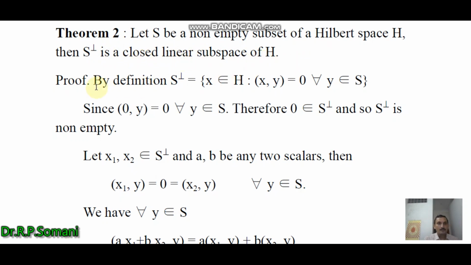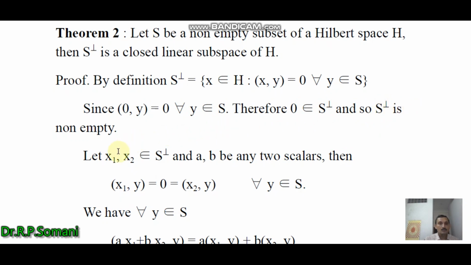It is proved by the definition of S orthogonal, which contains every element x belonging to H such that the inner product of x and y equals 0 for all y belonging to S. Now we check first for the subspace property and then for the closed property. First, since the inner product of 0 and y equals 0 for all y belonging to S, therefore 0 belongs to S orthogonal, and so S orthogonal is a non-empty subset.